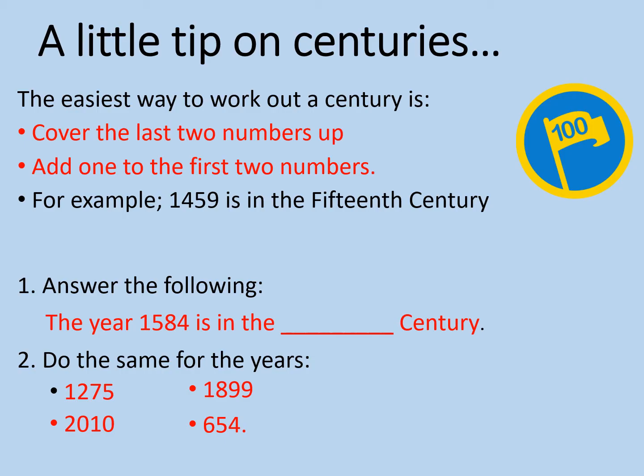Time to go through some answers. Make your corrections if you need to. The year 1584 is in the 16th century. 1275 is in the 13th century. 2010 is in the 21st century. 1899 is right at the end of the 19th century. And 654 is in the 7th century. Note too that sometimes these dates will have AD and BC, but we're not going to go into that for now.